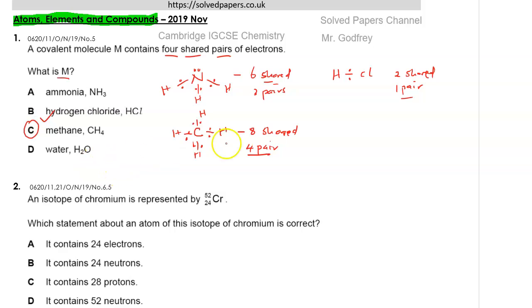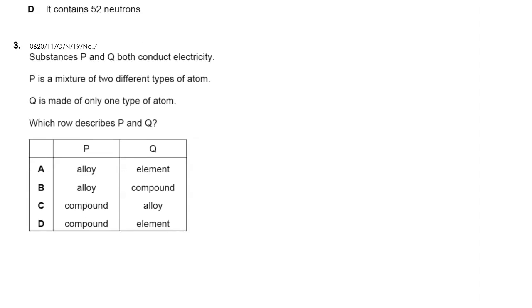Of course, water basically has 2 pairs shared, a total of 4 electrons. So the answer there is C.